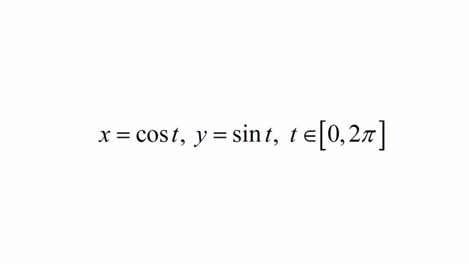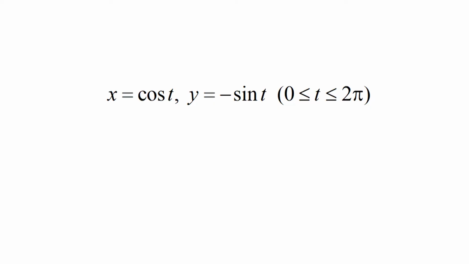To obtain parametric equations for the unit circle with a clockwise orientation, we replace t by negative t in the parameterization x is equal to cos t and y is equal to sin t, where t varies over the closed interval 0 to 2 pi. Using the identities cos of minus t is equal to cos t and sin of minus t is equal to minus sin t, this yields x is equal to cos t and y is equal to minus sin t, where 0 less than or equal to t less than or equal to 2 pi.